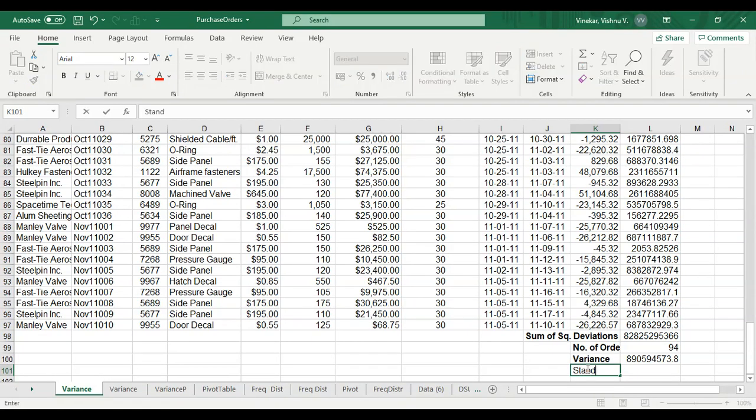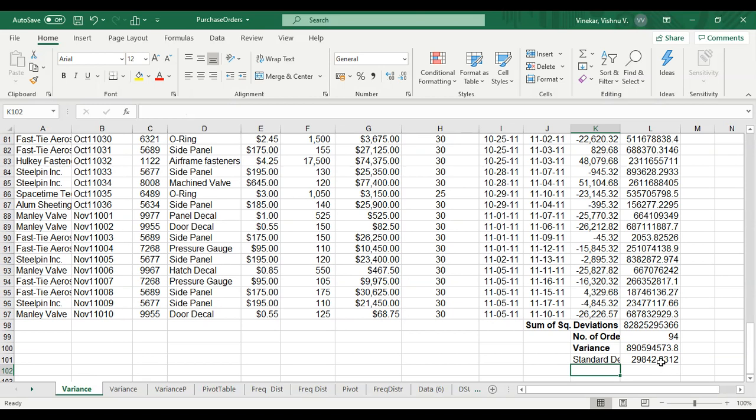So let's type this down: standard deviation. Okay, also called STDEV. So this is equal to the square root, SQRT, of the variance. So here's the square root. Now the square root is in the same dollar figure as the cost per order. So this makes it easier to interpret.